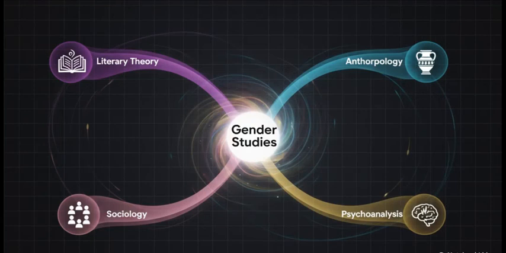And yeah, when we say interdisciplinary, we're not kidding. Think of it like a mashup of all these different fields. You've got literary and cultural theory, sociology, anthropology, even psychoanalysis. All of them bring their own tools and perspectives to the table. It's this incredible meeting point for different ways of understanding the world.